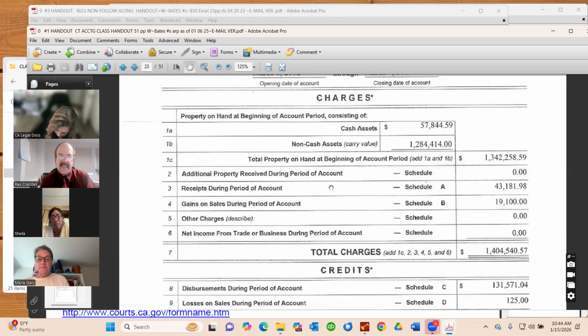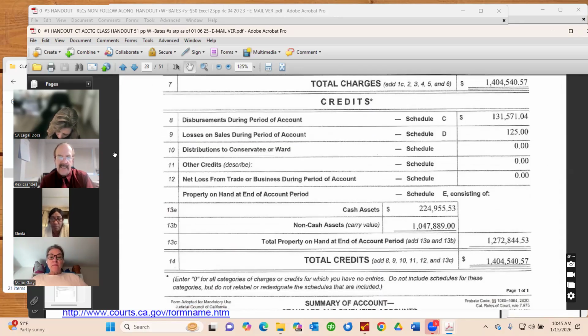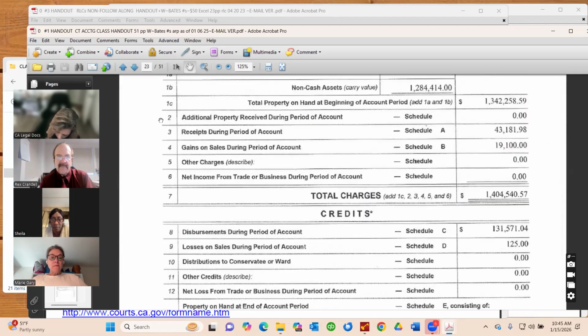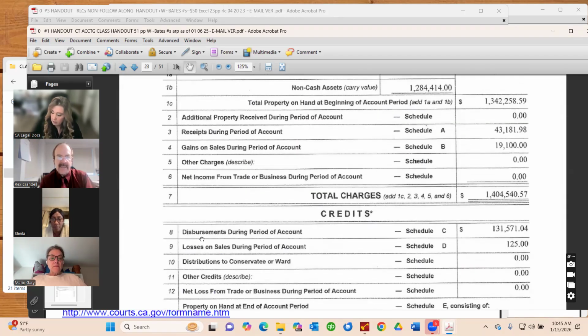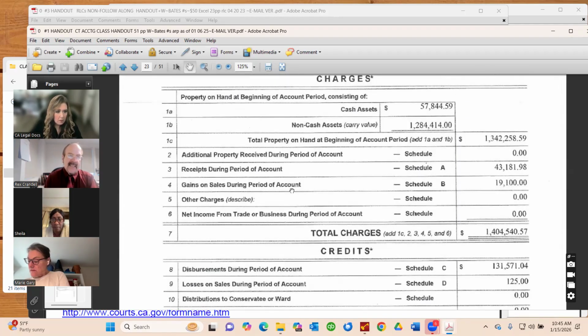The other way the form is set up, if you look at formatting, we have things at the beginning of the accounting, and at the bottom we have things at the end of the accounting. And then everything happens in the middle between lines 2 and lines 12. That's the flow of funds in, flow of funds out. From your beginning inventory appraisal that you filed 9 months after appointment, you will get the total assets, cash assets for line 1A, and you will copy your non-cash assets for line 1B. So this is a copy job, and it's your total assets at the beginning of the account.